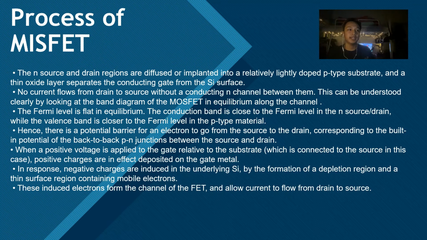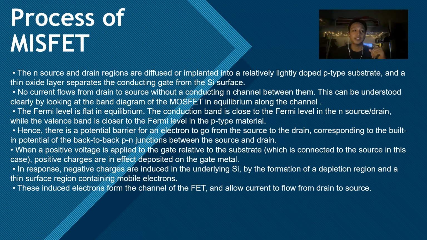This can be understood by clearly looking at the band diagram of the MOSFET in equilibrium along the channel. The Fermi level is flat in equilibrium. The conduction band is close to the Fermi level in the N+ source or drain, while the valence band is closer to the Fermi level in the P-type material. Hence, there is a potential barrier for an electron to go from the source to the drain, corresponding to the built-in potential of the back-to-back PN junction between the source and drain.